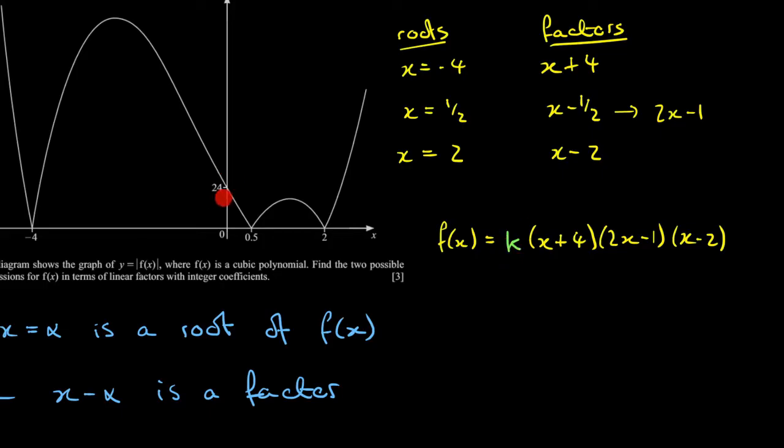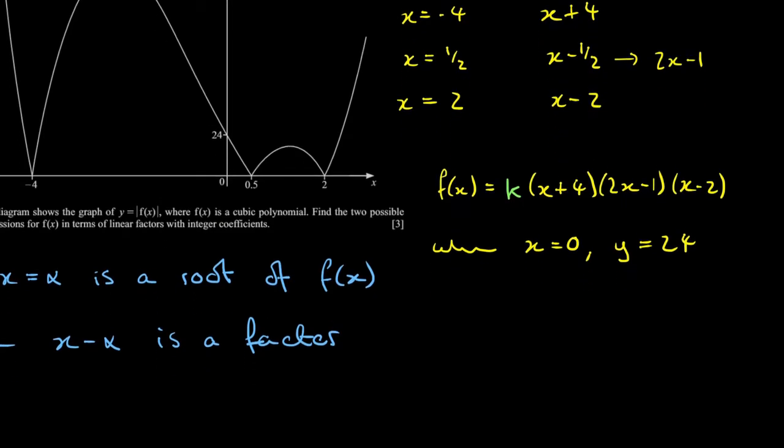Well, we can consider the y-intercept here. So we can say that when x is equal to 0, our y value in this case will be equal to 24. Now, we've got to be a little bit careful here, because this is actually the modulus graph. So this could actually be 24, or it could have been the value negative 24, but reflected up. So we need to be aware of that. But for the moment, I'm just going to treat y as equal to 24.